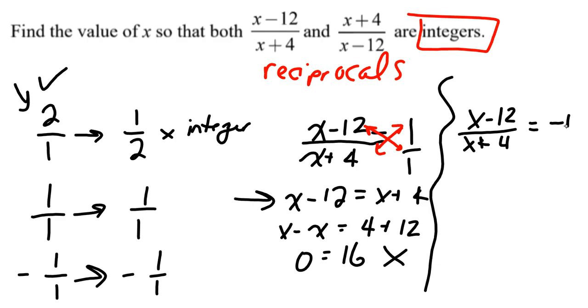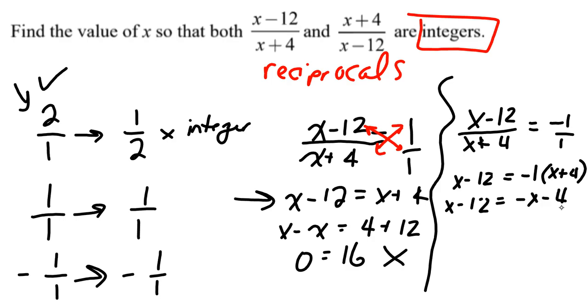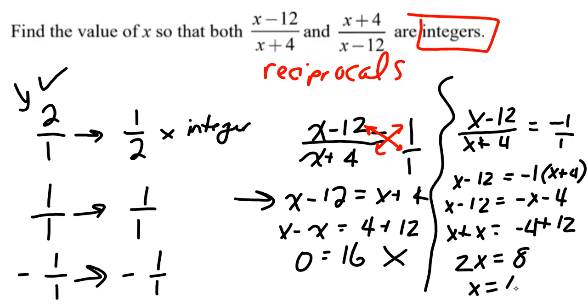Again, I'm going to cross multiply. That's like over 1. So I get x minus 12 equals, be careful here, because that is what I'm going to end up with, -1 times. So it'll be x minus 12 equals -x minus 4. Now when I bring my x's to one side, and I bring my numbers to one side, I get 2x equals 8 and x equals 4. That is the only solution that is going to work.